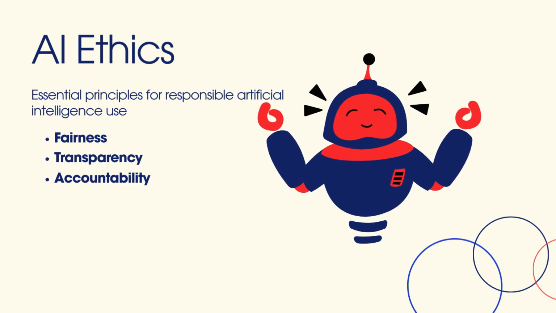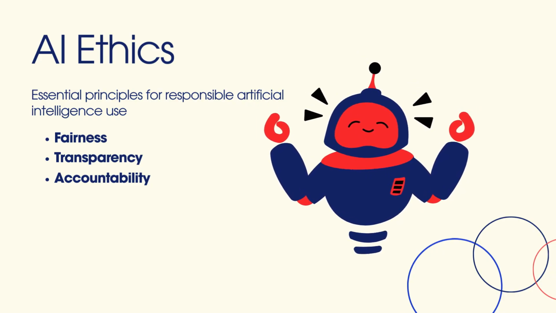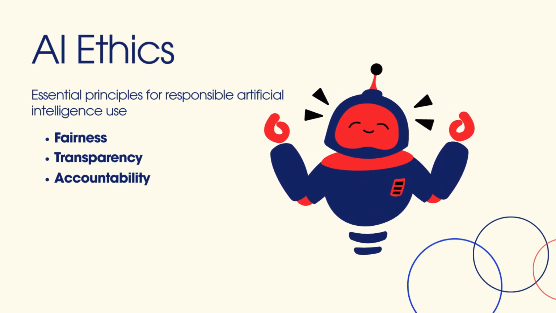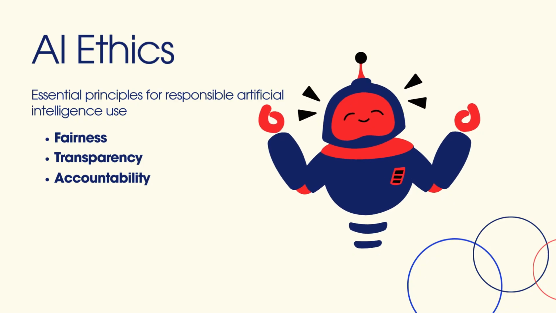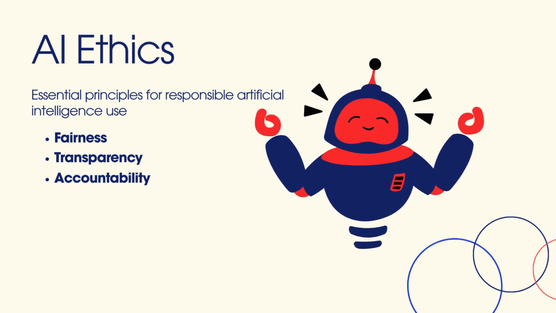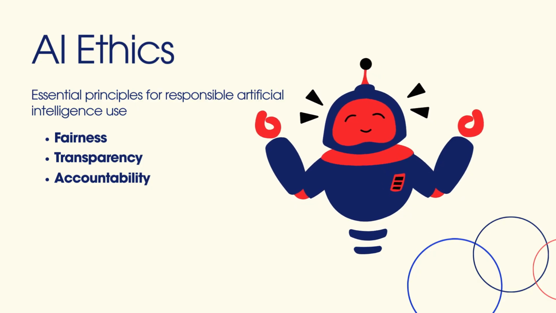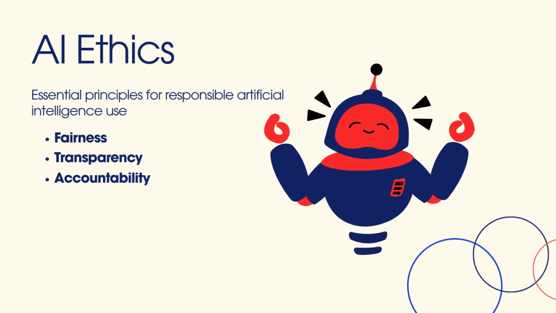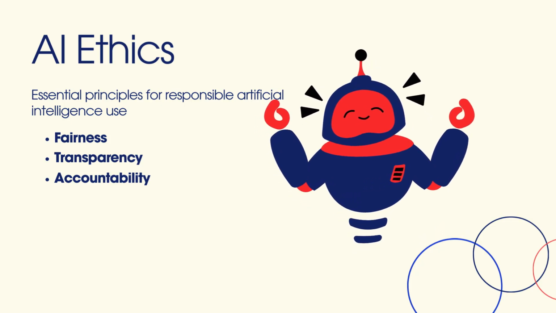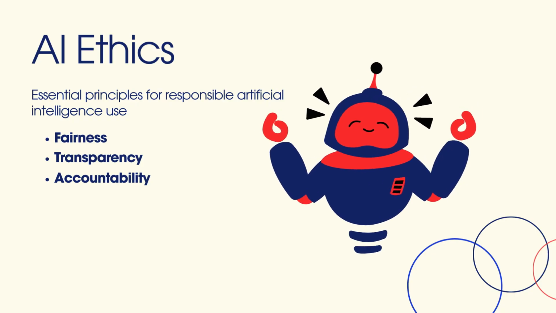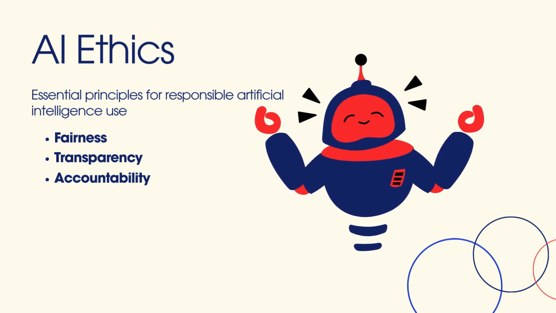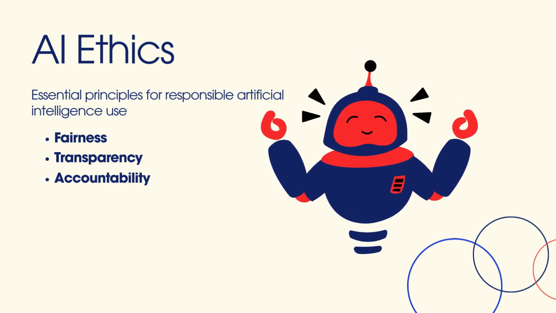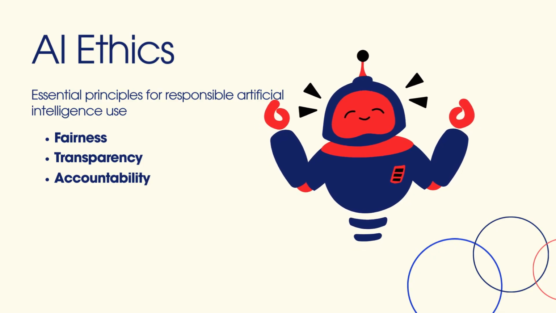The third principle is accountability. If a system makes a mistake, there must be clear responsibility for that outcome. Artificial intelligence should not operate without oversight. It must follow ethical guidelines and legal standards. Technology alone is not enough. Responsible development ensures that artificial intelligence benefits society without causing harm. Ethics is not optional, it is essential.